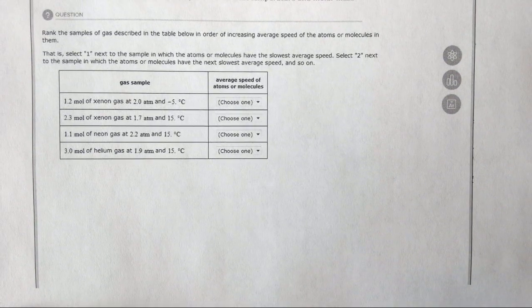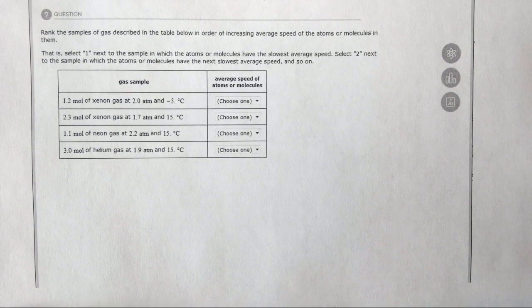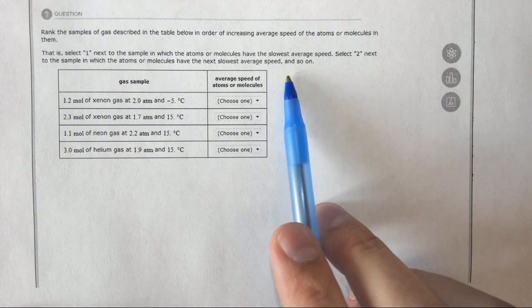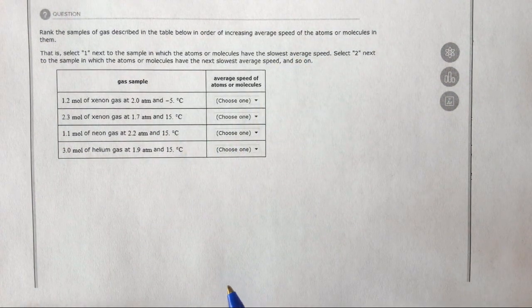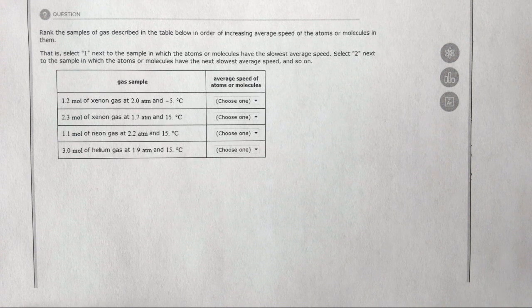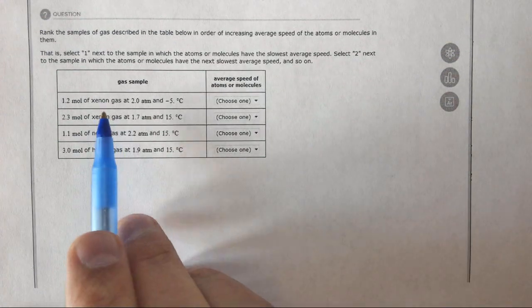In this question, we're asked to determine the relative average speeds of some different molecules, with 1 being the slowest average speed and 4, because there's 4 examples, being the fastest average speed. In the previous example linked to this playlist, all of the gases were neon, so they all had the same molar mass. But in this case, we have different gases.